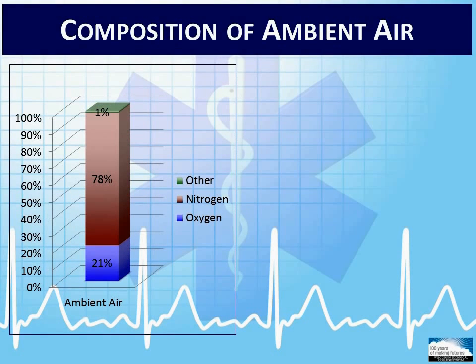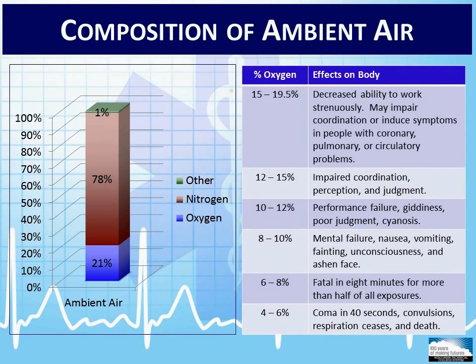Common ambient air contains 21% oxygen, 78% nitrogen, and 1% other gases. This 21% oxygen is of critical importance. A lack of oxygen in the air we breathe can have a profound impact on the body. The brain itself uses approximately 20% of the oxygen within the body and does not respond well to a reduction in available oxygen. If we see a reduction of just 1.5% to 19.5% oxygen in the air, the ability to work strenuously is impaired. We may see coordination suffer, and people who are unhealthy to begin with, such as those with circulatory or respiratory problems, may begin to experience symptoms associated with their disease.